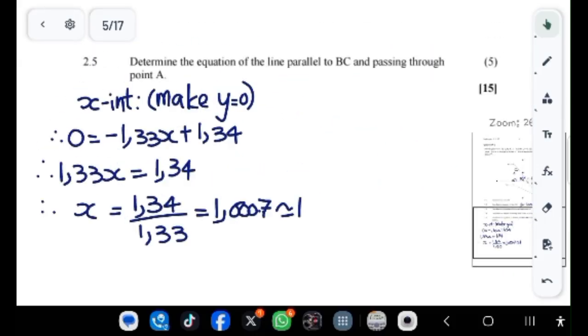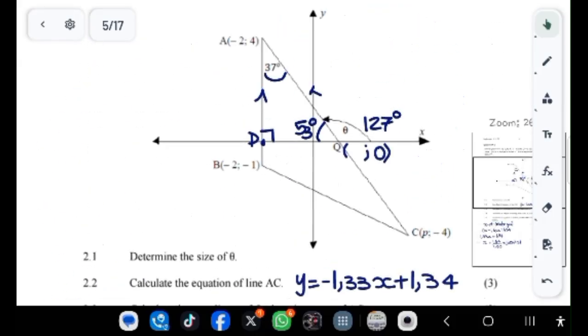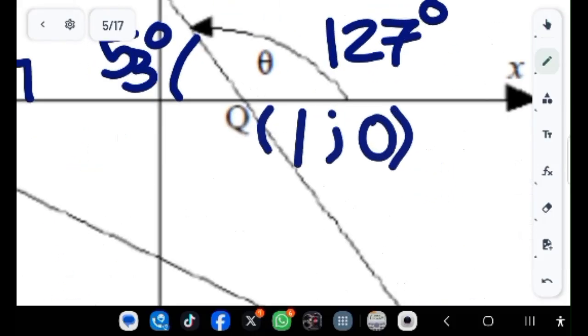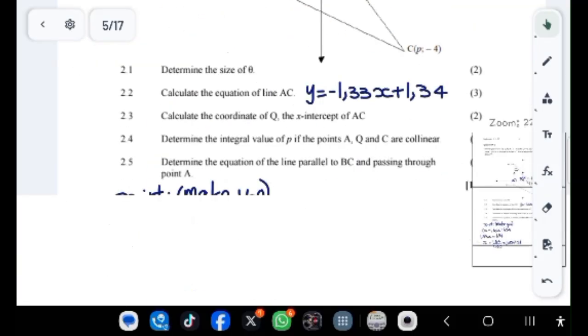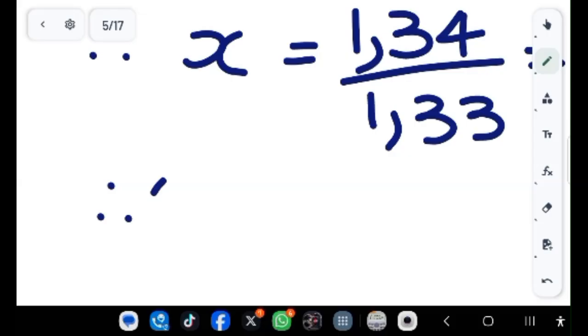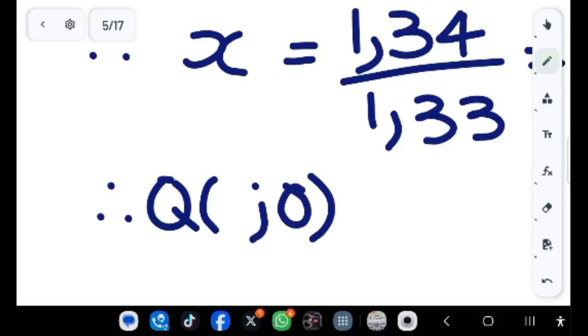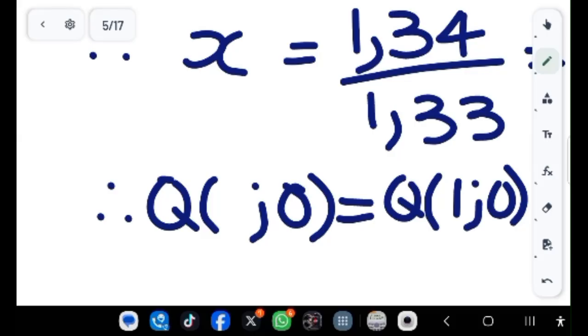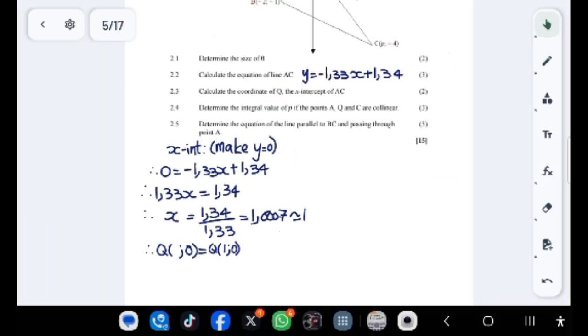Therefore, the coordinates of Q are 1, 0, and there you go, pencil that in. Therefore, the coordinates of Q are 1, 0. And that's how you find the coordinate.